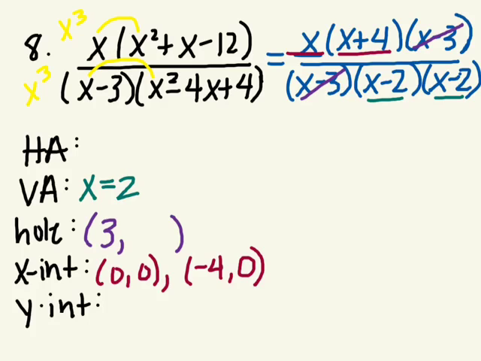When we have the same degree on the top and the bottom, the horizontal asymptote is just the ratio of the leading coefficients. So really here I have a 1 in front of this x, and I have a 1 in front of that down here. So 1 over 1, our horizontal asymptote is y equals 1.